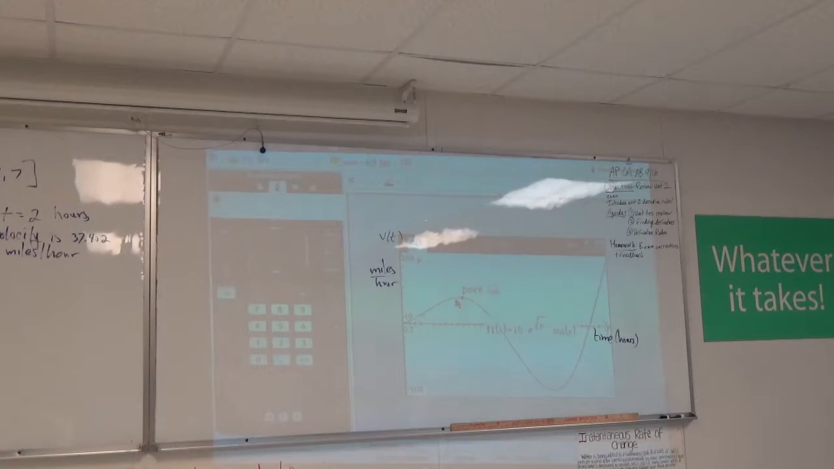Now, the one I'm much more interested in is the sentence for dV dt at t equals 2. This is the big one. You want to take it?